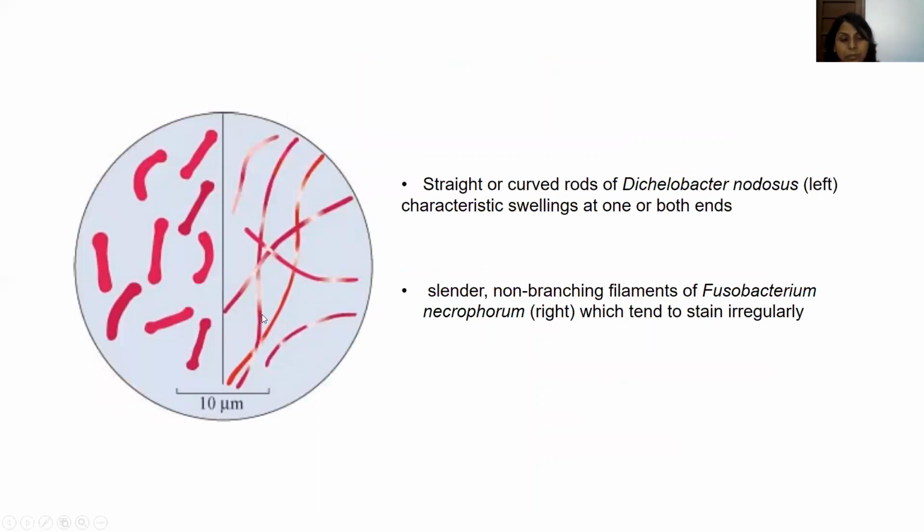In this picture, you can see the straight or curved rods of Dichelobacter nodosus, and you can find characteristic swelling at one or both ends. Here you can see swelling at one end, whereas here you can see swelling at both ends. And in this picture, you can see Fusobacterium necrophorum, which is a slender, non-branching filament and tends to stain irregularly.